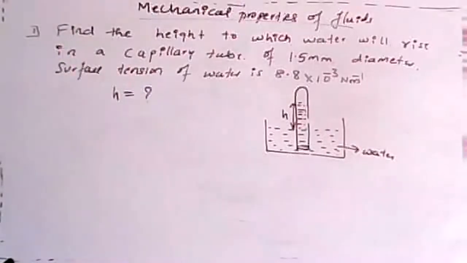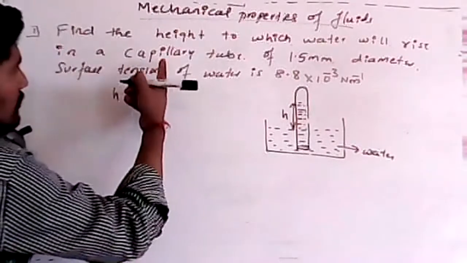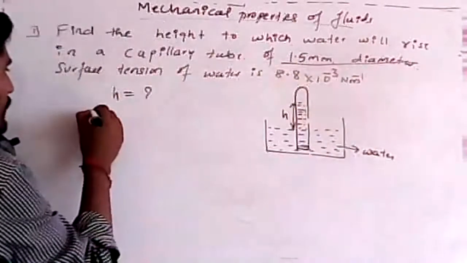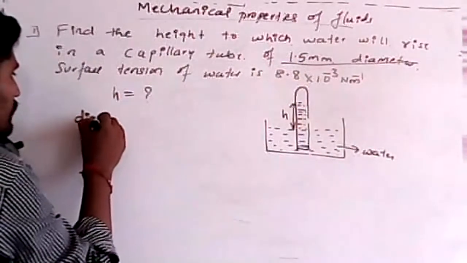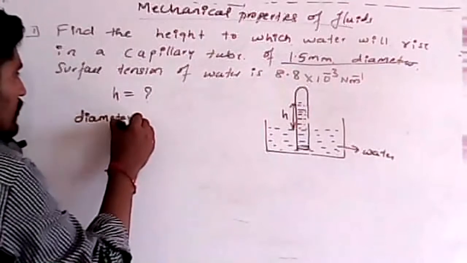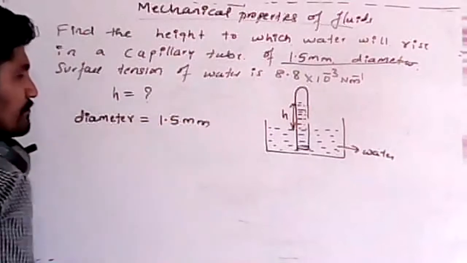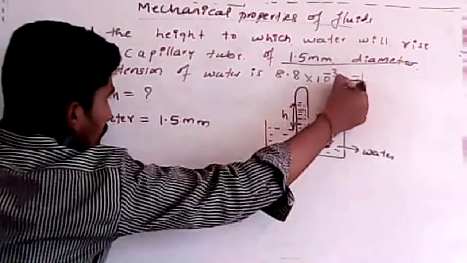Now, one more thing is given, what is that? 1.5 millimeter, so the diameter is given here. What is the diameter, students? The diameter will be 1.5 millimeter, but this is in terms of meter.